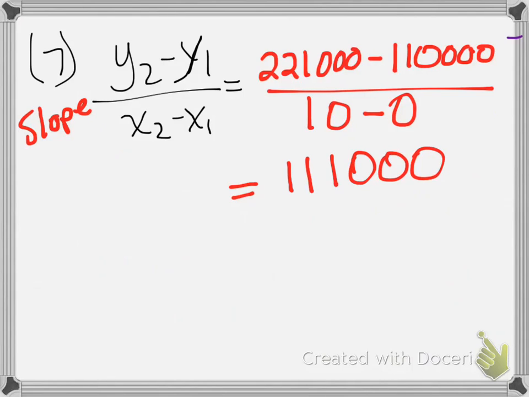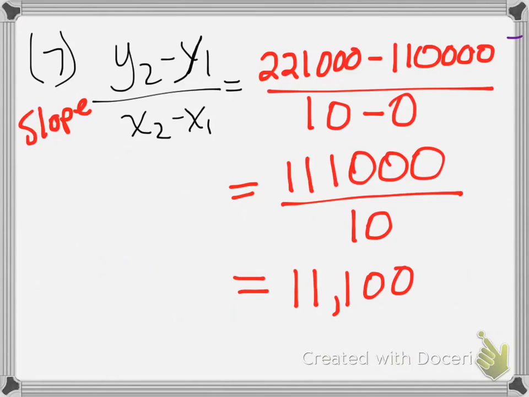So I have 111,000 divided by 10. And so 111,000 divided by 10 is 11,100. So we have 11,100 people.